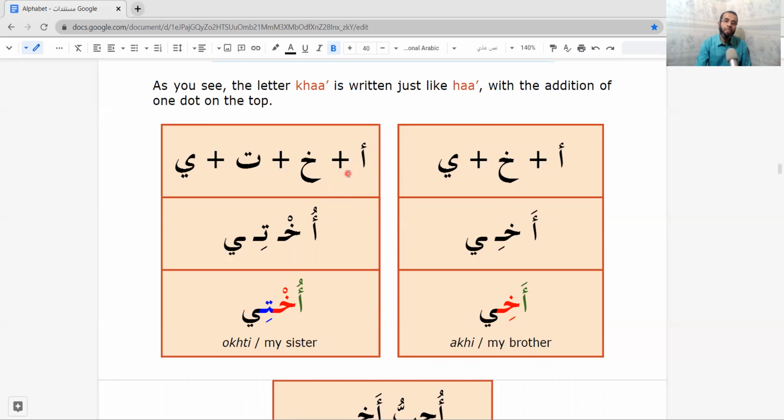And this alif and kha and ta and then ya. The alif has dhamma, and then kha has sukoon. So what will it be? Ukh, then ti, ukhti. Ukhti is my sister. So akhi, ukhti.